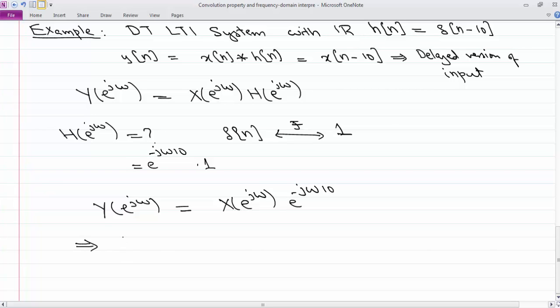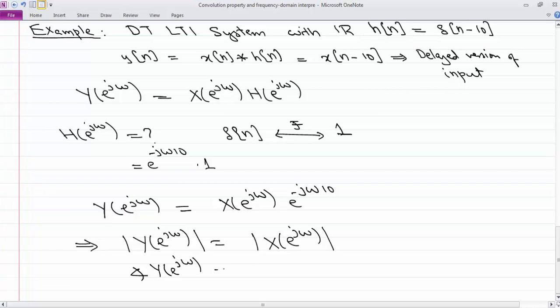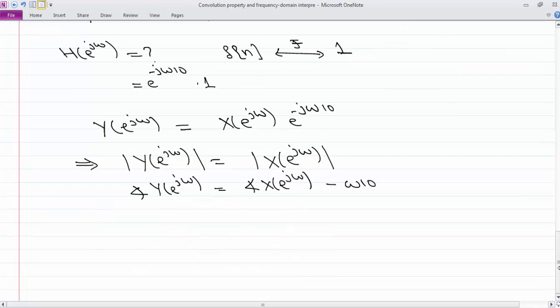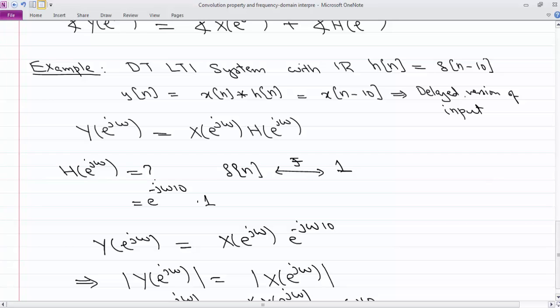This means that the magnitude of my output signal frequencies is simply the magnitude of my input signal frequencies, because the magnitude of H is simply 1. And the phase of my output signal frequencies is the phase of my input signal frequencies minus omega times 10. So what this says is that an impulse response delta n minus 10.